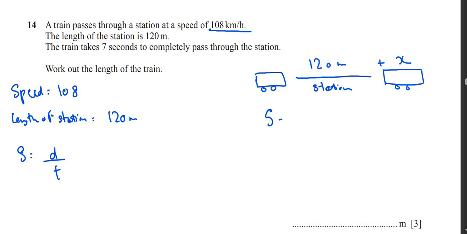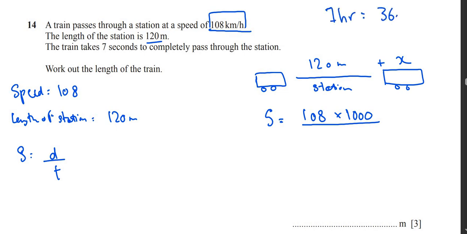Now we will actually convert speed, because over here speed is in kilometers per hour, but the length of the station is in meters. We will convert the speed into meters per second as well. So we will do 108 multiplied by 1000, because 1 kilometer has 1000 meters, and we will divide this whole thing by 3600, because 1 hour has how many seconds? 3600 seconds. So once we divide it, we get a speed of 30 meters per second.